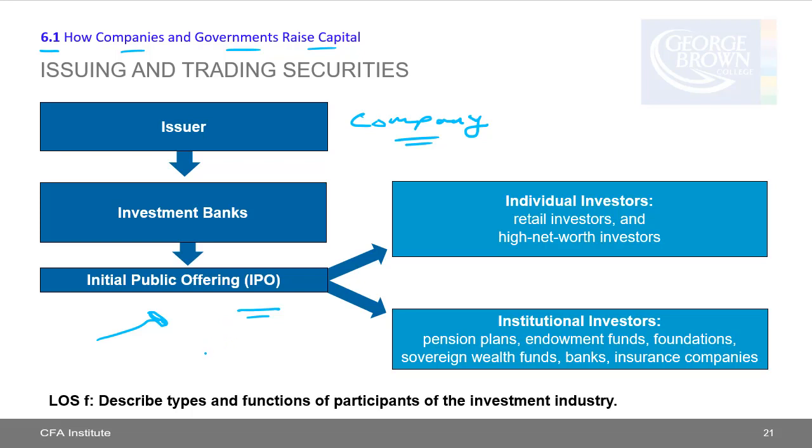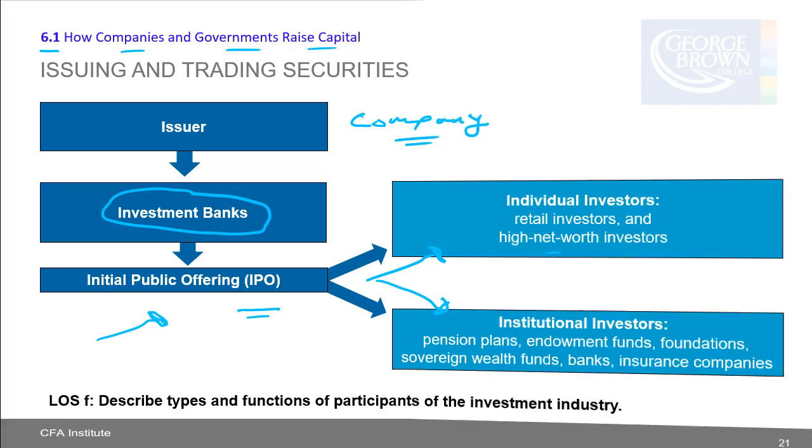And there's lots of different examples in different countries and markets around the world. Typically, when that happens, they get the assistance of an investment bank to arrange the IPO. And those shares are sold to both individual investors, again, retail and high net worth investors, and to institutional investors, the pension plans, endowment funds, foundations, sovereign wealth funds, banks, and insurance companies. Okay, so companies raise capital through issuing securities in the public markets. The first time they do it, it's called an initial public offering.